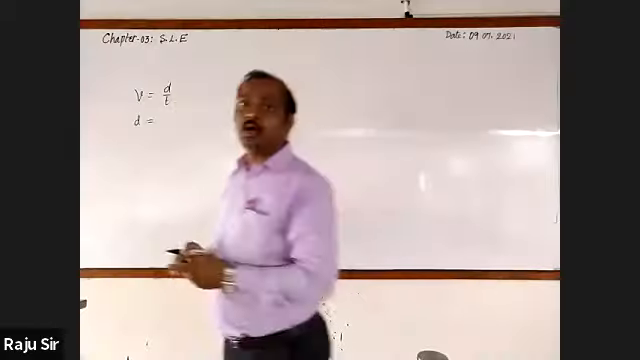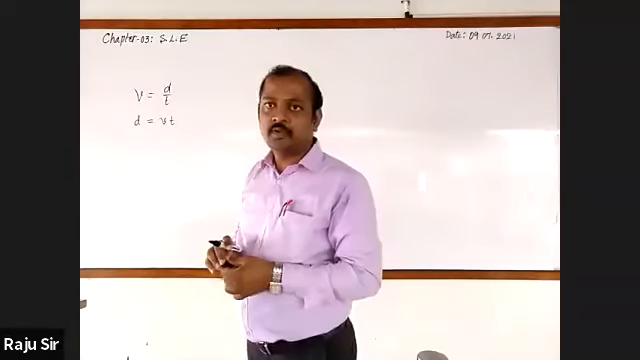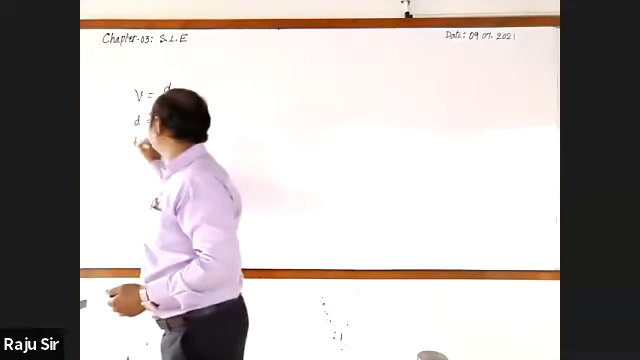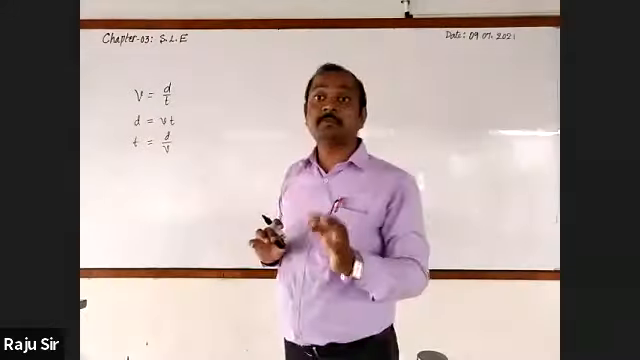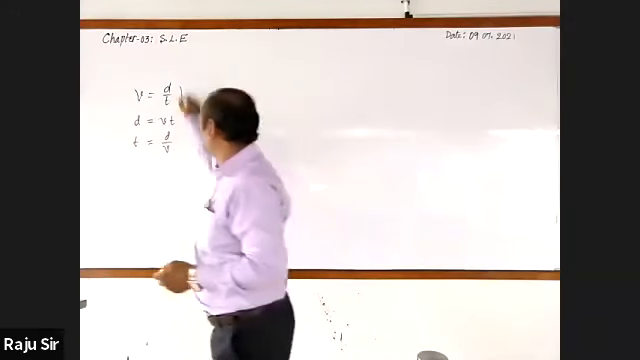Distance is equal to speed into time, D is equal to V into T. If we want time, time is equal to distance by speed. And one more information.